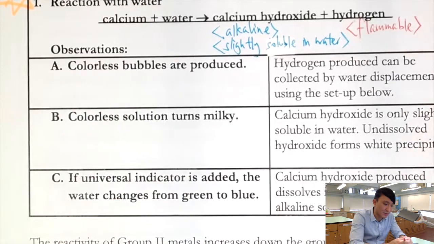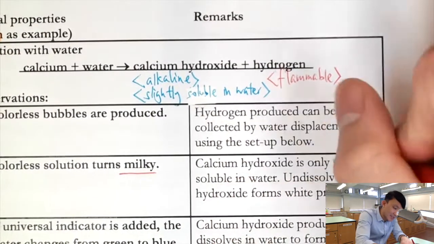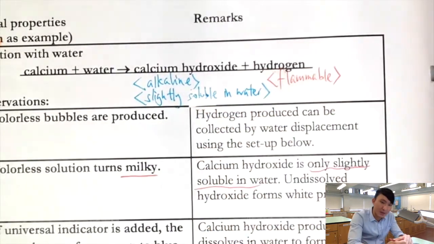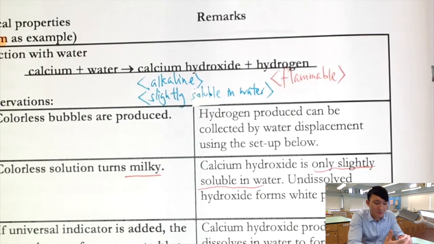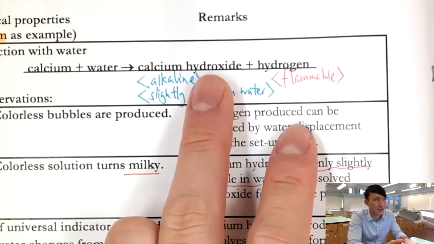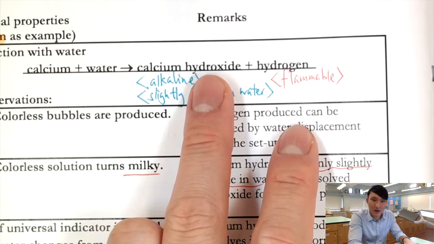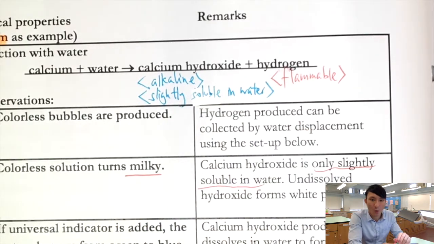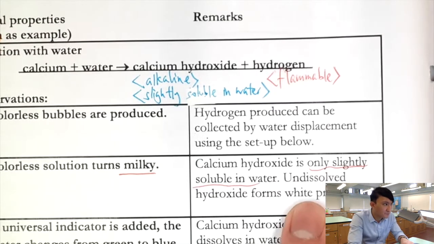Now B here, we say the colorless solution turns milky. Why does it turn milky? This is because, like I said, calcium hydroxide is only slightly soluble in water. At the beginning, you may not see any milkiness, but as the reaction proceeds, as more and more calcium hydroxide is produced, the solution starts to get saturated with calcium hydroxide. Any additional calcium hydroxide will not be able to dissolve and therefore exists as a white precipitate, making the solution milky and cloudy. All right? So this is the idea.